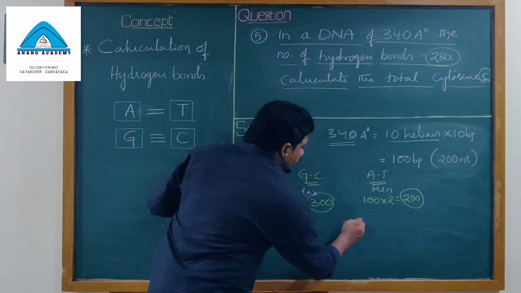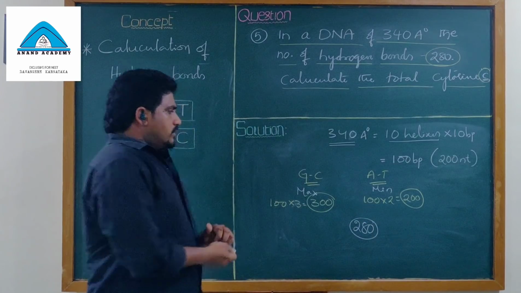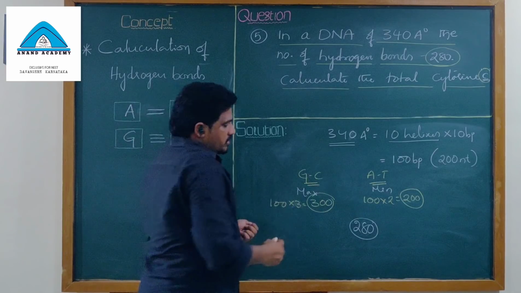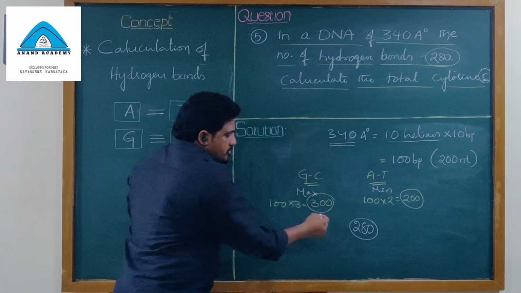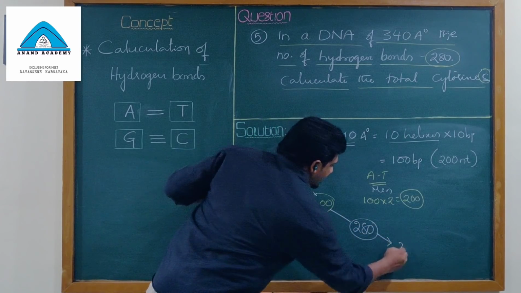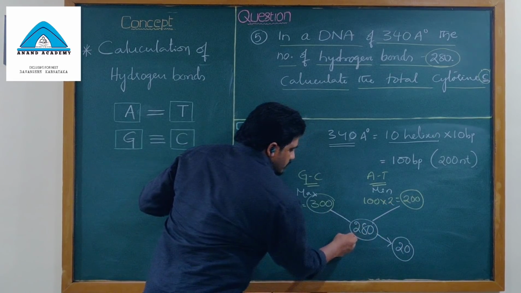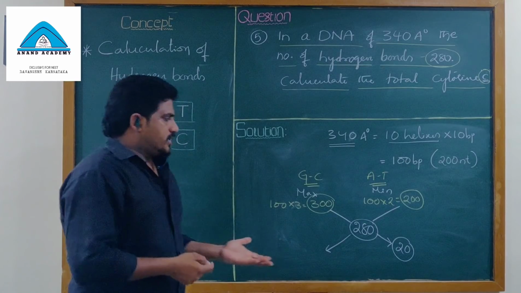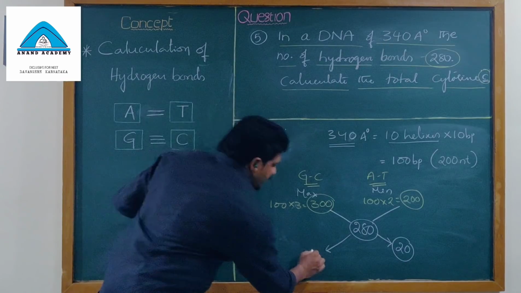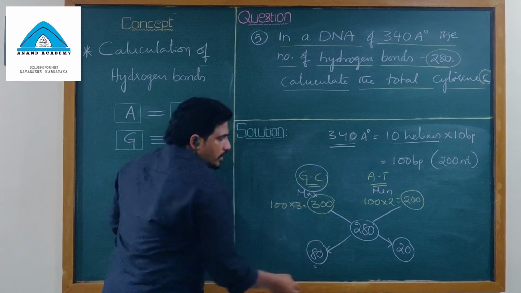In this case you do a very easy process. You just go for the cross subtraction. In the cross subtraction, what is happening? You just see 300 minus 280, that is 20. Next, 280 minus 200, that is 80. In cross subtractions, always we subtract the lower value from the higher value. So 80 are GC combinations and 20 are AT combinations.